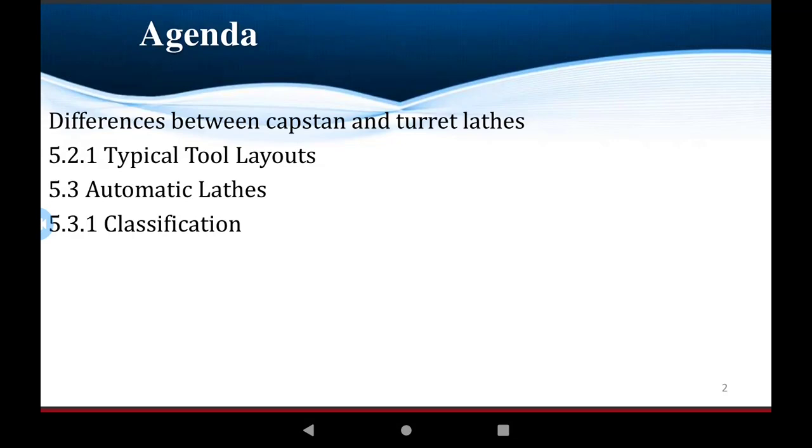The agenda for today: the difference between capstan and turret lathe machines, the difference in their definitions and some of the elements, which are discussed in detail in this video, and the typical tool layout, and the automatic lathe machines.